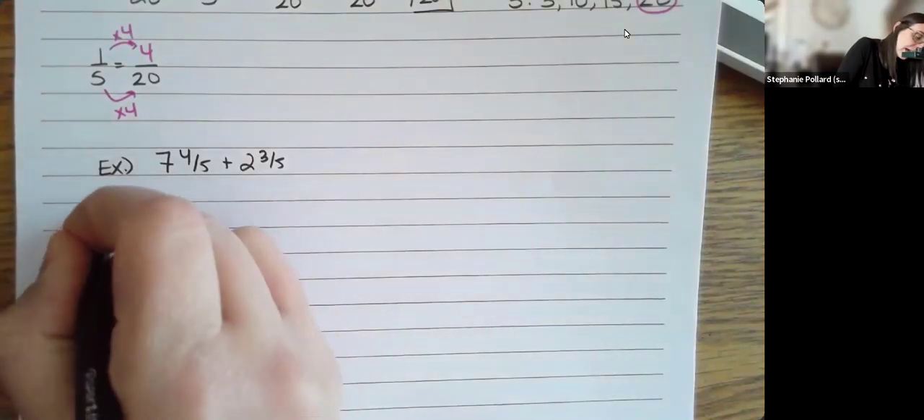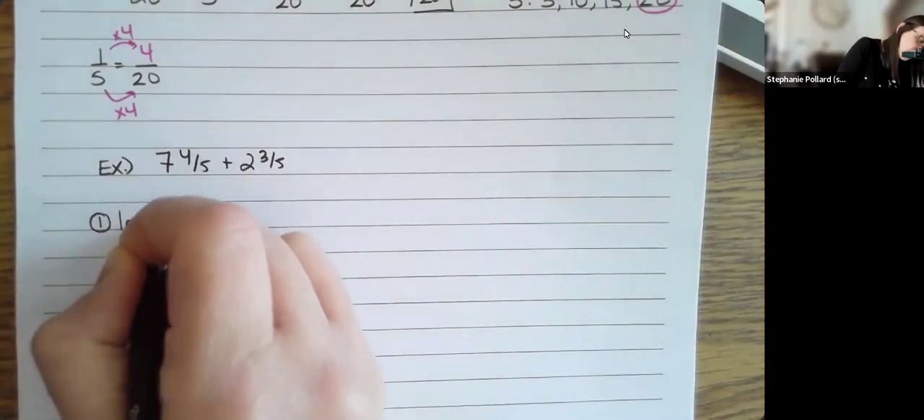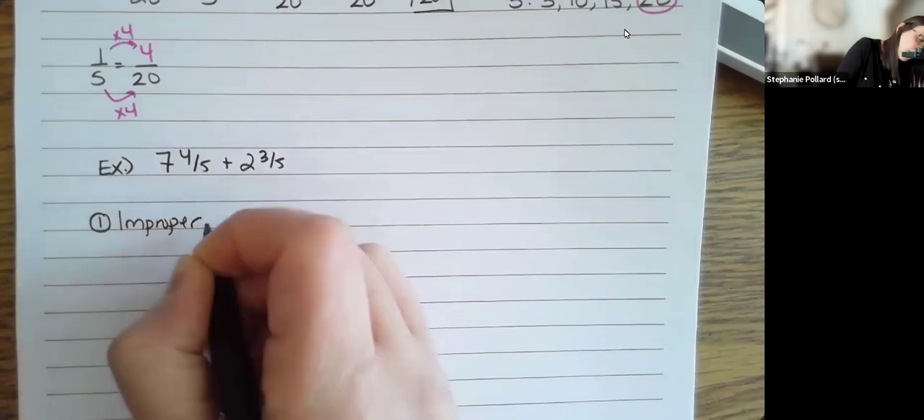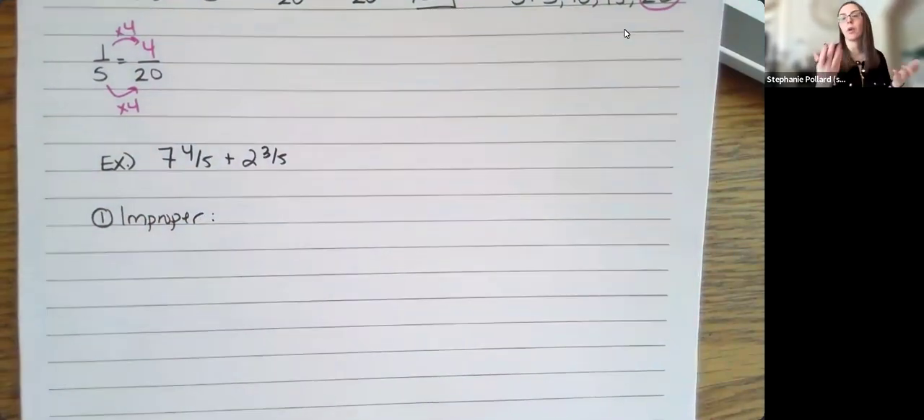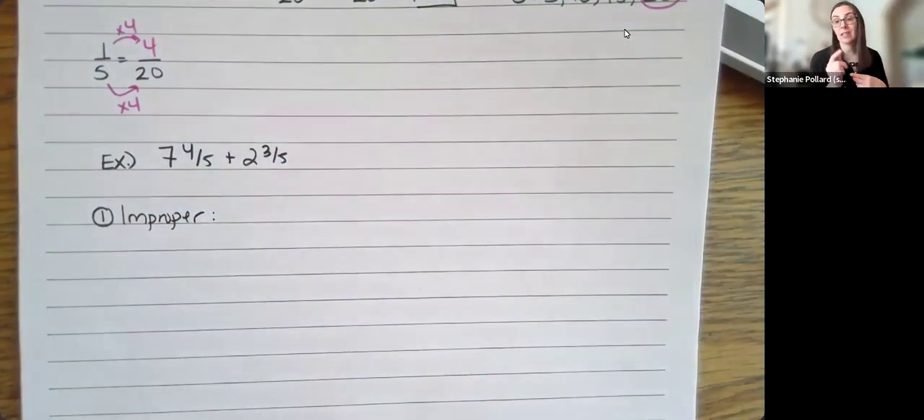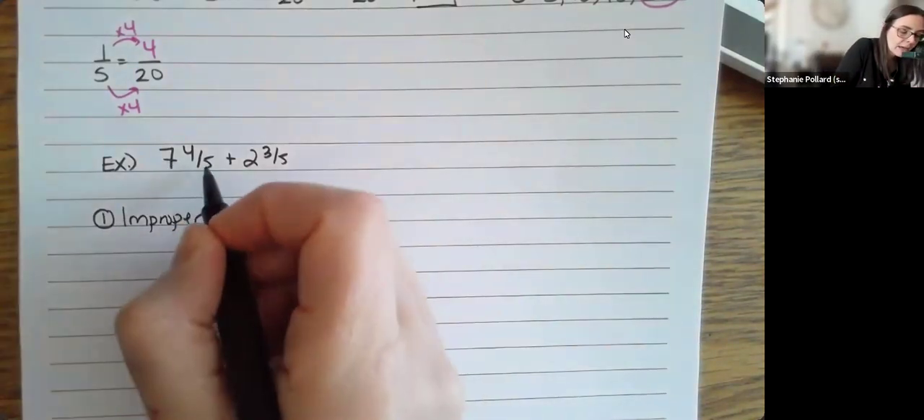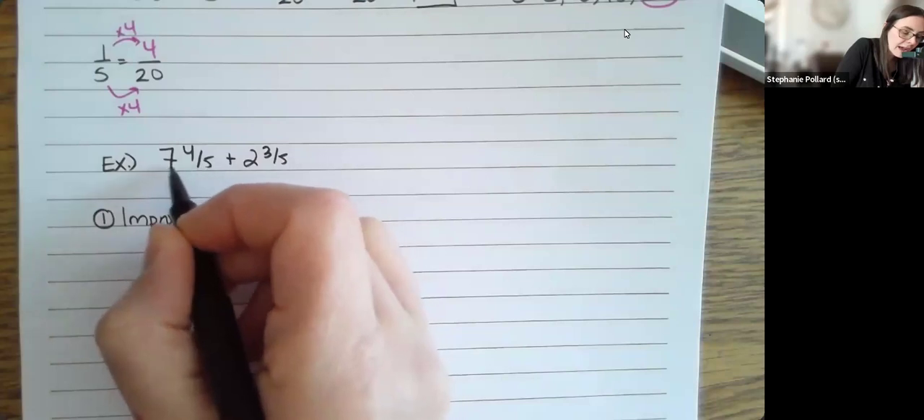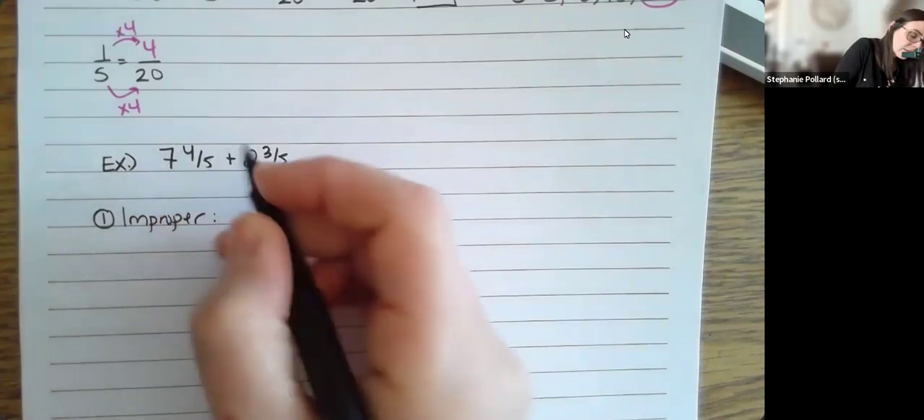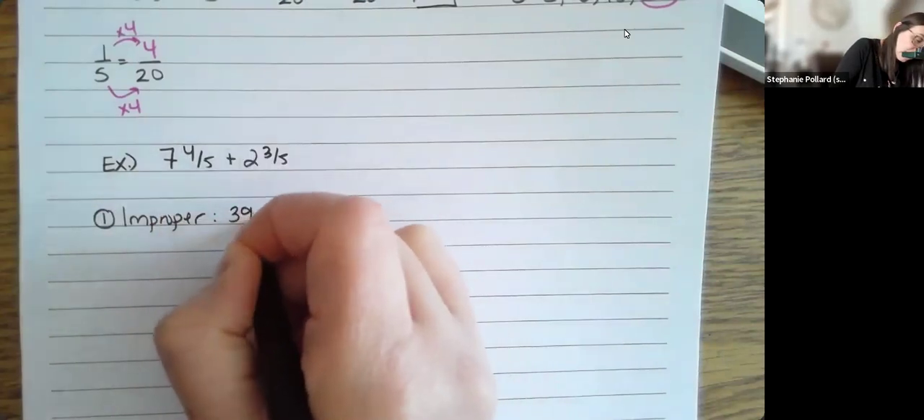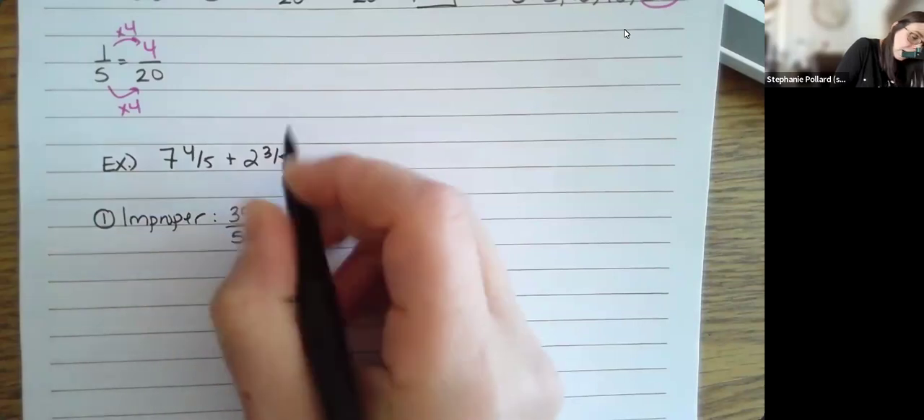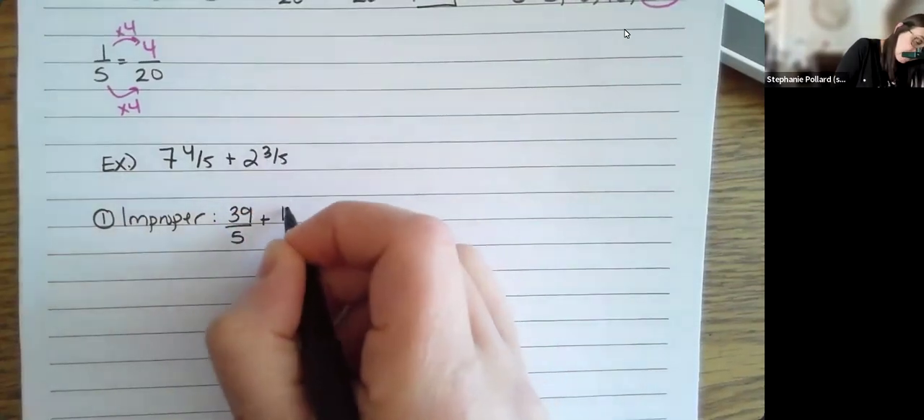So the first one is the same thing that we were doing for multiplication and division, where we were using improper fractions. So that technique still works for adding and subtracting. It works for all four of them. So I would get 5 times 7 is 35. Let's see, plus 4 would be 39 over 5. Here I'd have 10 plus 3 is 13.